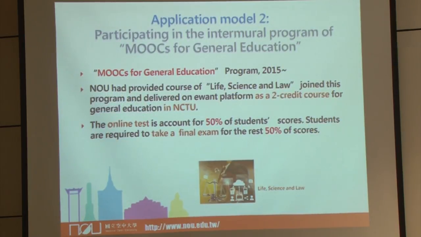And the second model is that we participate in the program of MOOCs for General Education. The MOOCs for General Education project was initiated by National Jiao Tong University from 2015. And National Open University was encouraged and invited, as many universities were, to be host universities. And they produced good quality MOOC courses for other home universities. Then students can enroll in these courses and get credit from them. And our university can provide courses on life science and law. We offer this course to National Jiao Tong University on the E1 platform as a two-credit course for general education.